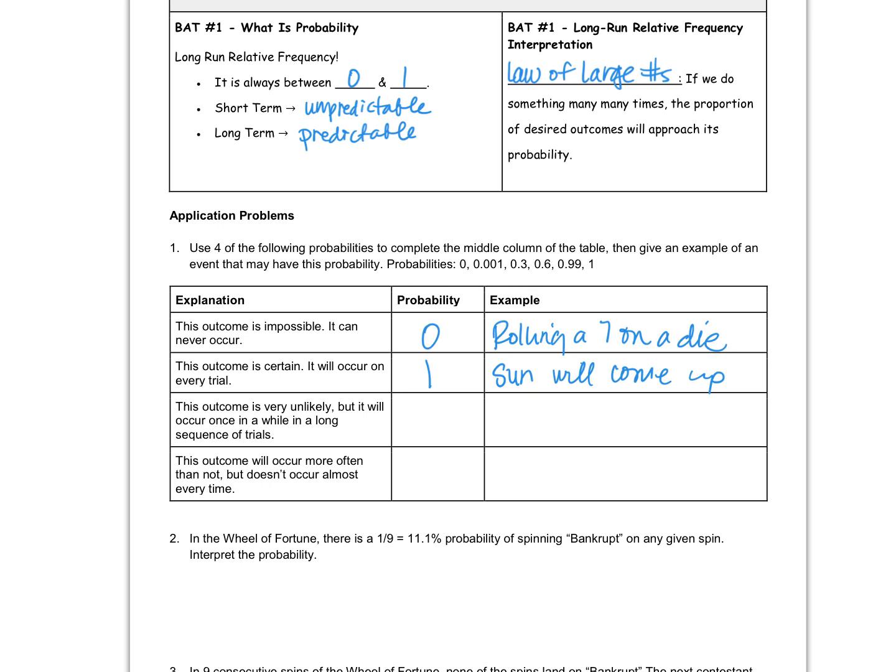This is sketchy, right? All right. The outcome is very unlikely, but it will occur once in a while in a long sequence of trials. Which probability would that be? It's unlikely, but it will happen. So 0.3. What'd you say, Jesse? Solar eclipse.